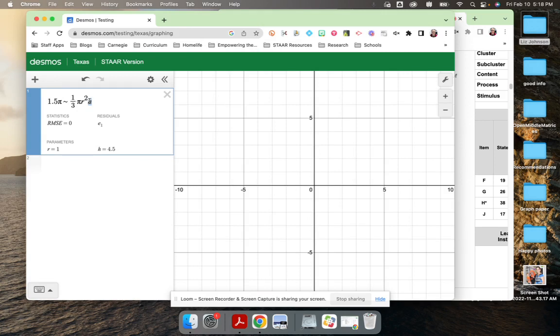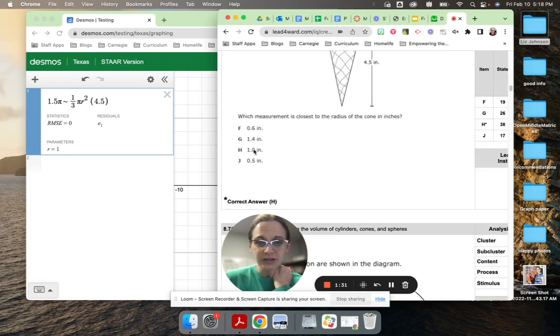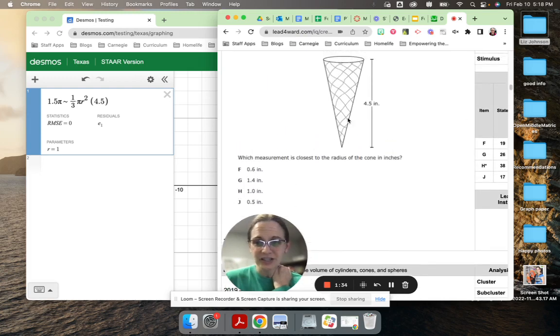So I'm just substituting both of those values in place of those two variables here. Let me put that in parentheses just to make it a little bit clearer that I'm multiplying. All right, so there we go. So I've substituted that in, and now I can see that Desmos has told me what my radius would be equal to. It would be equal to 1. All right, so the answer choice I need to choose is choice H, and that is the correct answer.